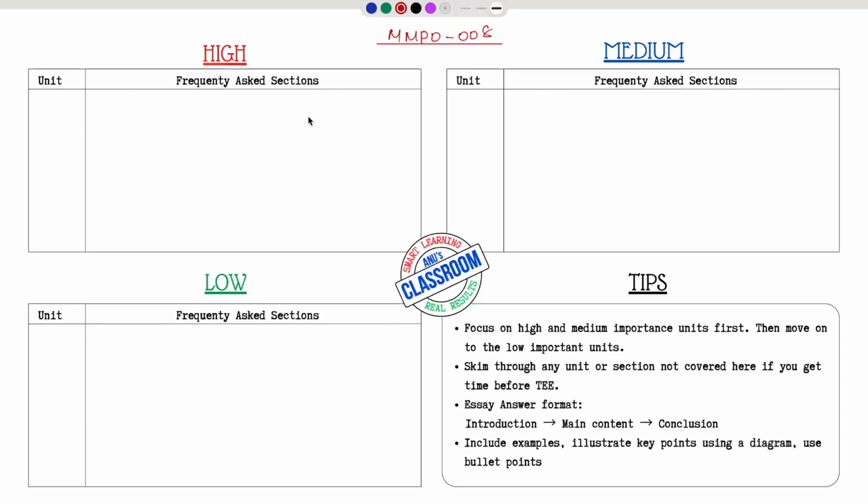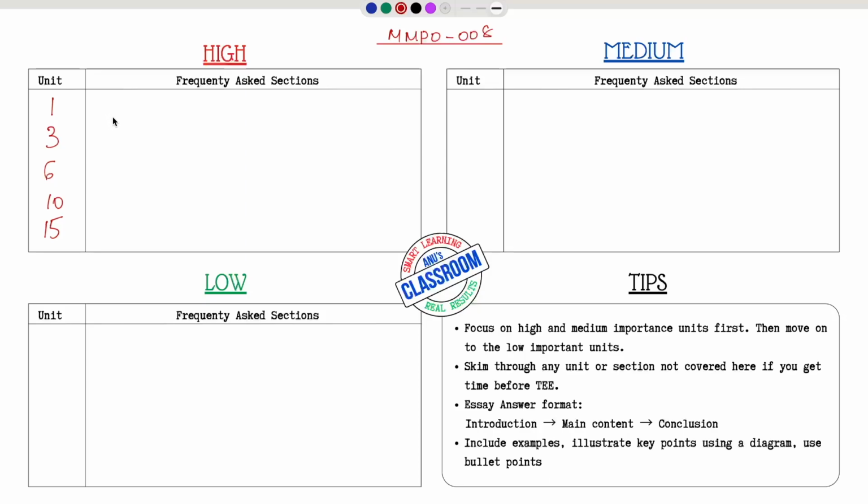Let us start with the most important units and sections first, and we will follow it up by the medium and low priority ones. Coming to the most important or the high priority units, they are units 1, 3, 6, 10, and 15. Okay, so 1, 3, 6, 10, and 15.